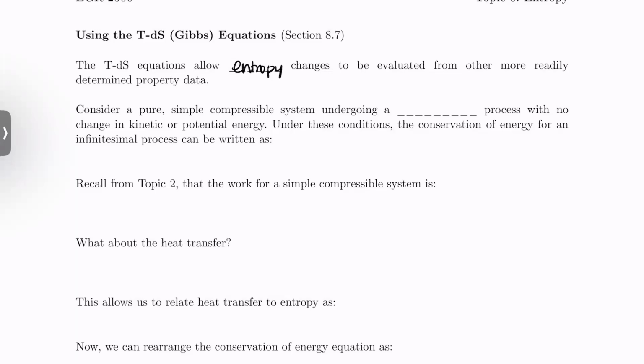So if we consider a pure compressible system that's undergoing a reversible process with no change in kinetic or potential energy, we want to now consider the conservation of energy for an infinitesimal process as follows. So we have the differential change in internal energy is equal to the differential heat transfer minus the differential work done on our closed system. All right, so just remember, this is a closed system, so we're kind of going back to closed systems from our open systems that we were just doing an example for.